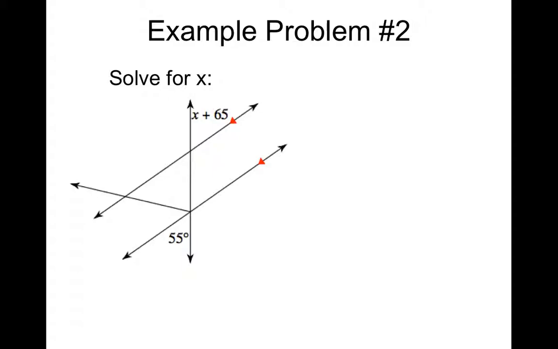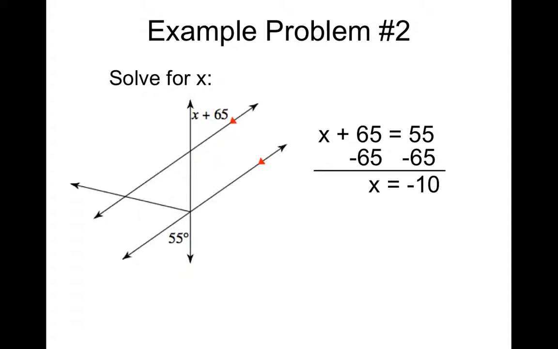So if they're both acute, then they're the same. They're congruent angles. So I can set them equal to each other. x plus 65 equals 55. Subtract 65 from both sides, and I get that x is negative 10.